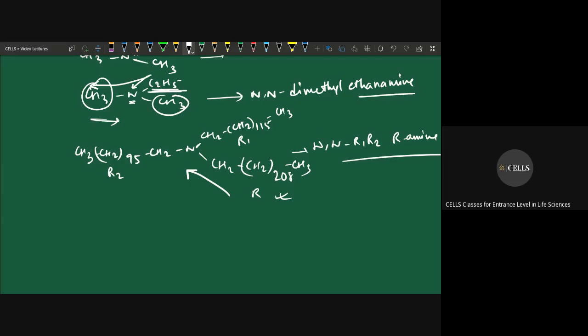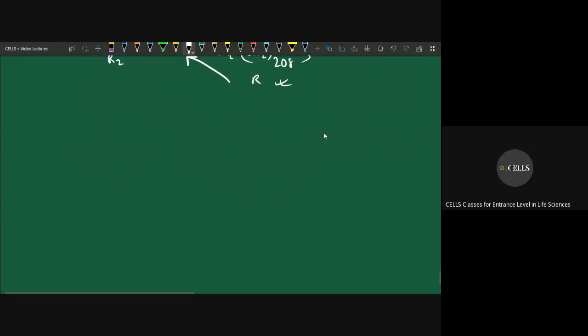Is it clear, everyone? Please let me know in the chat section. Is it clear or not? Clear? Very good. So suppose if you have this, what will be the name of this?